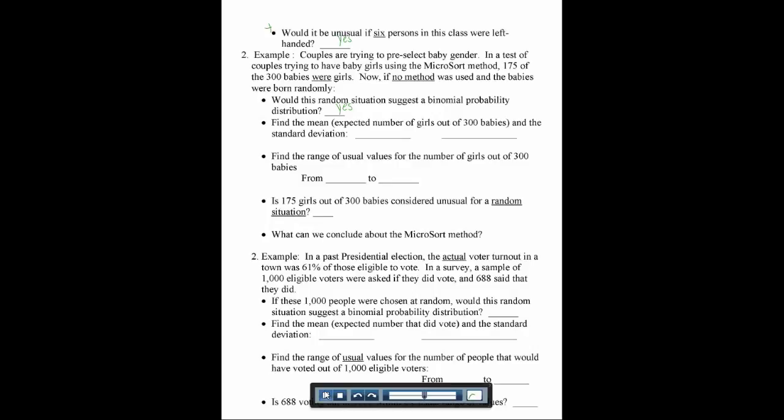Okay, so the mean number would be n times p, which would be 300 babies times the probability of girls 0.5. So we would expect about 150 girls. The standard deviation would be the square root of 300 times 0.5 times 0.5, which gives us 8.66. Okay, so the usual range of values, well, we would take 150 minus 2 times 8.66, and that gives us 132.68. And then we would do 150 plus 2 times 8.66, which gives us 167.32.